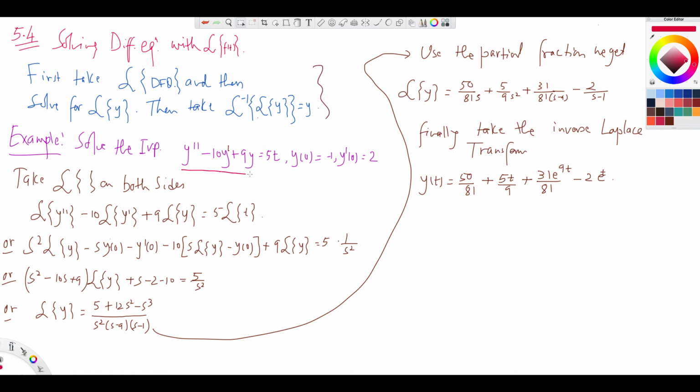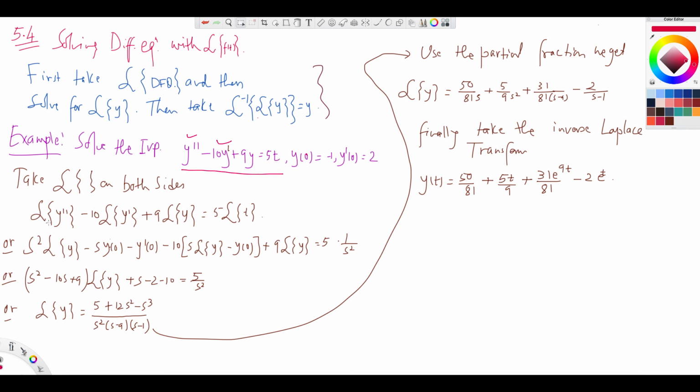We have y double prime minus 10y prime plus 9y equals 5 times t. y at 0 is -1 and y prime at 0 is 2. So you take the Laplace transform on both sides. You take the Laplace transform of the first term, then take 10 out and find the Laplace transform of y prime, and then 9 times the Laplace transform of y equals 5 times the Laplace transform of t.